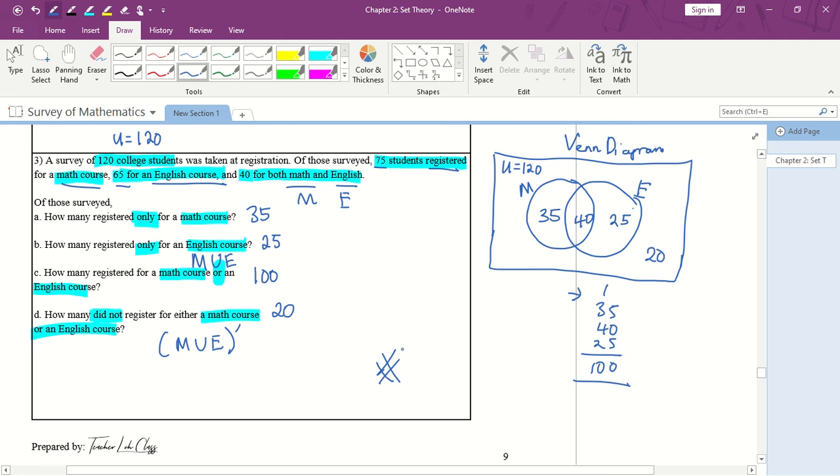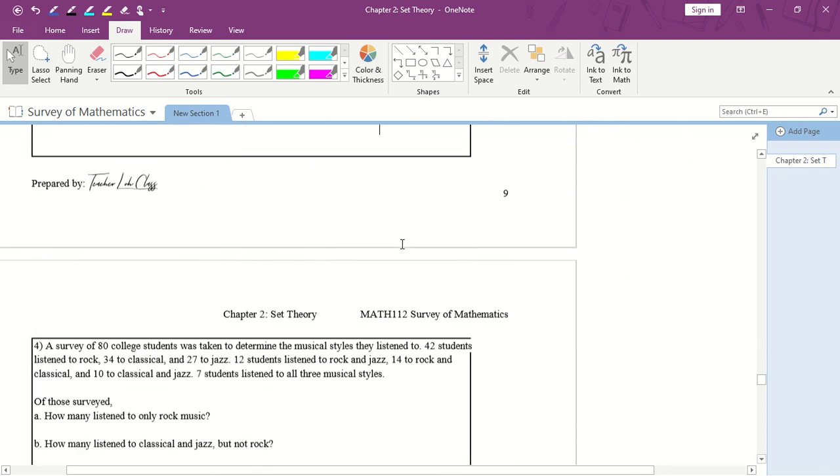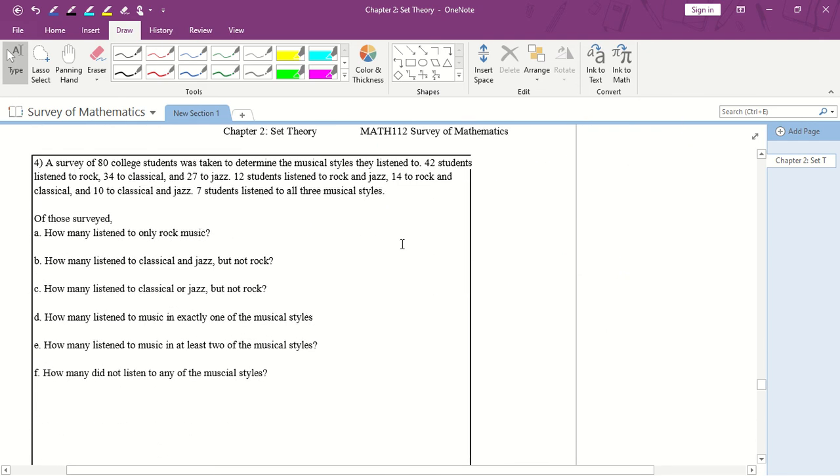However, these are only 2 sets. We might go further for something that has 3 sets later. So let's continue. And these questions will be kind of interesting. So let's try.